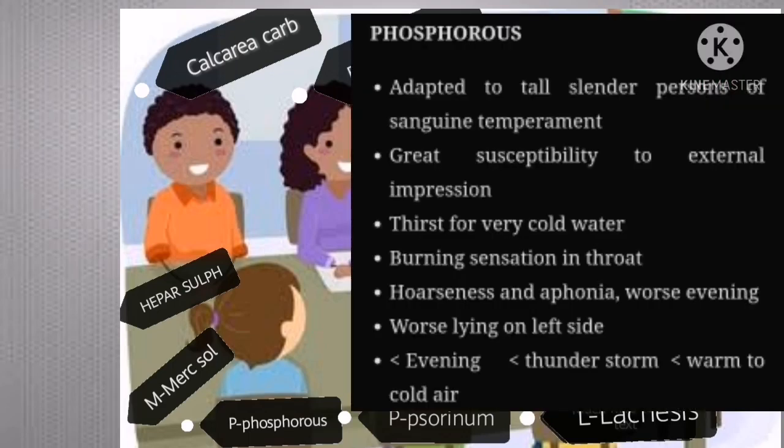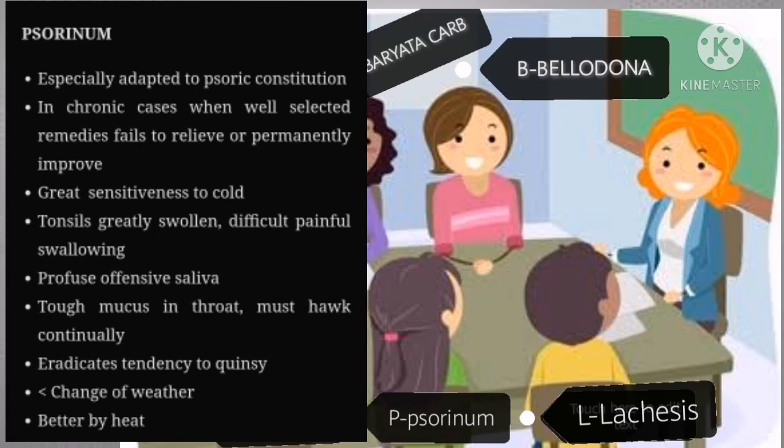When coming to Phosphorus, it is best suited for tall, slender persons with sanguine temperament and thirst for ice-cold water, burning sensation in the throat, hoarseness and aphonia, worse in the evening and lying on the left side. Psorinum is well indicated in tonsillitis with greatly swollen tonsils, difficult, painful swallowing, profuse offensive saliva, tough mucus in the throat, and must continually hawk, with a tendency to quinsy, worse by change of weather, better by heat.